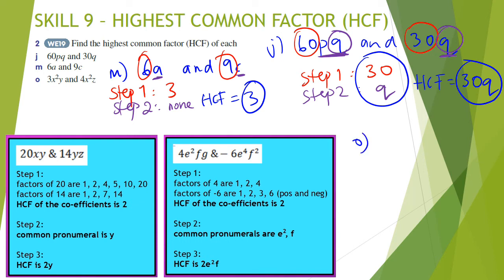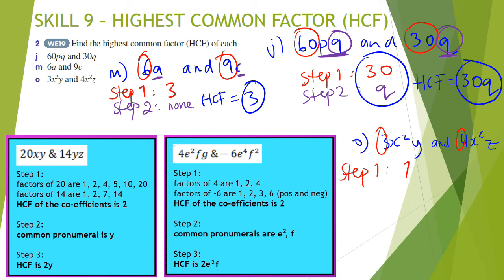For question O, we've got 3x squared y and 4x squared z. Step 1, look at the numbers 3 and 4. The only common number that goes into 3 and 4 is the number 1. 2 doesn't, 3 doesn't go into 4, and 4 is too big for 3. So 1 is the only number that goes into both.